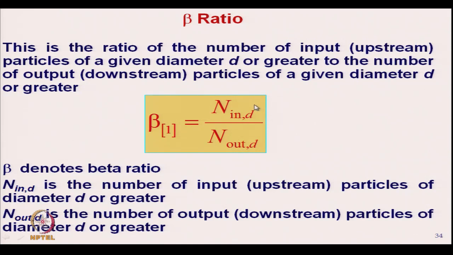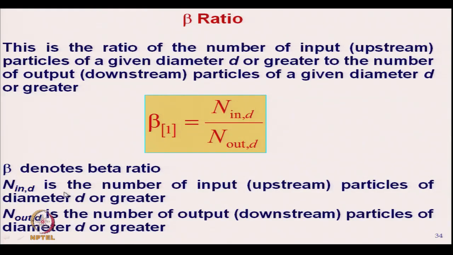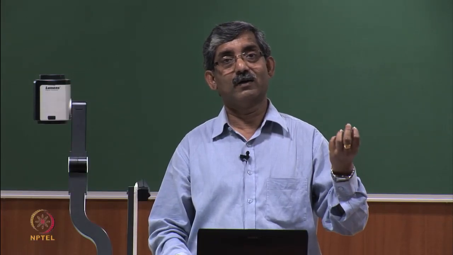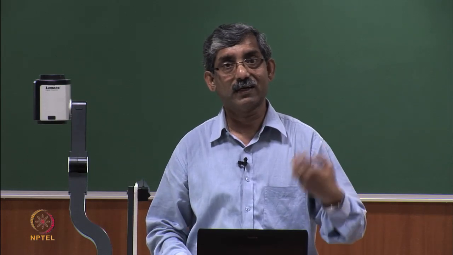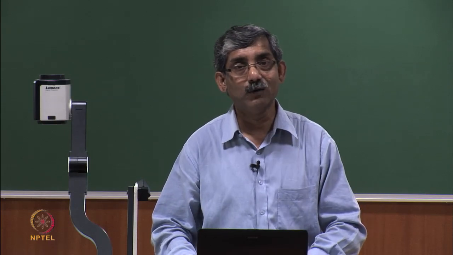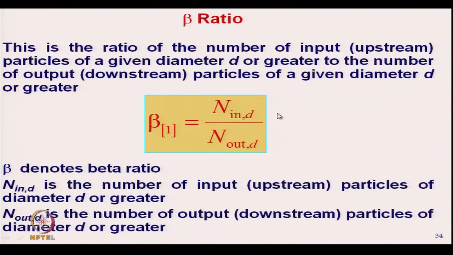So, beta ratio for a particular filter medium varies when we change the diameter of particle. So, keeping the same filter medium and the same input dusty air, we can change the beta ratio value if we change the specified diameter.